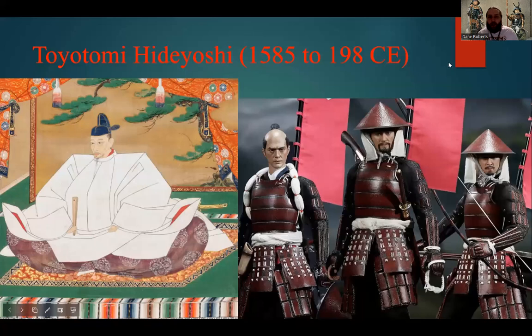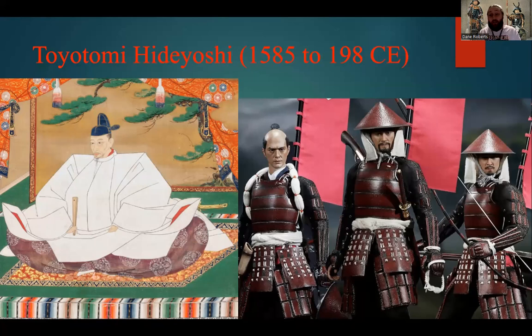Okay, so now, much like with Oda Nobunaga, we've talked about Toyotomi Hideyoshi several times in the context of his conquests of various other daimyo and provinces. Now it's time to actually talk about the man himself. So Toyotomi Hideyoshi ruled the Oda and the Hideyoshi clans from 1585 to 1598 CE.